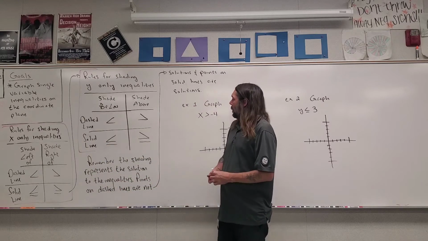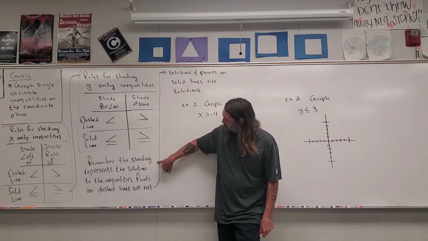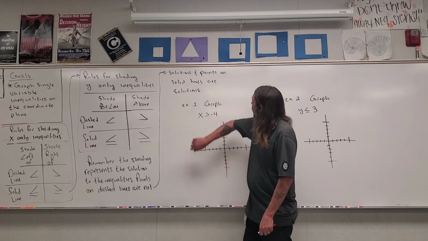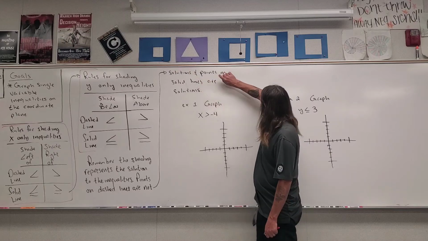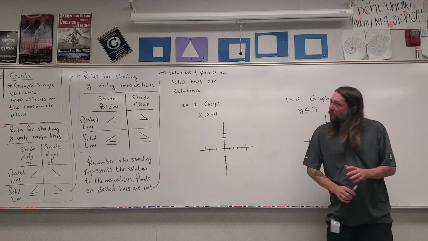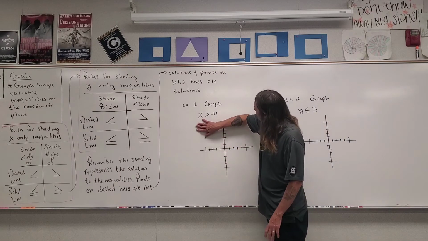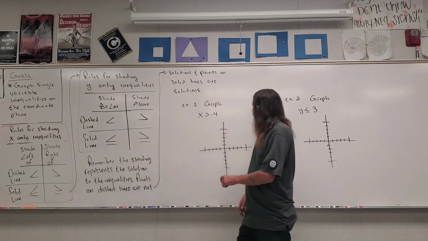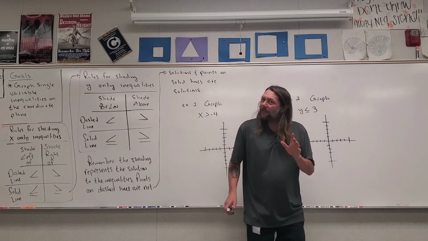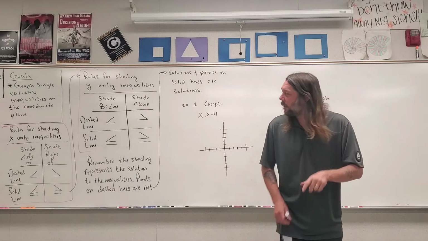Now, remember, this is a little review on inequalities. Remember, the shading represents the solution to the inequalities. Points on the dashed lines are not solutions, and points on the solid lines are solutions. So I'd like to really quickly go over two examples. I have an x-only inequality and a y-only inequality, and I'm going to graph them very similarly to how I graph single variable equations.